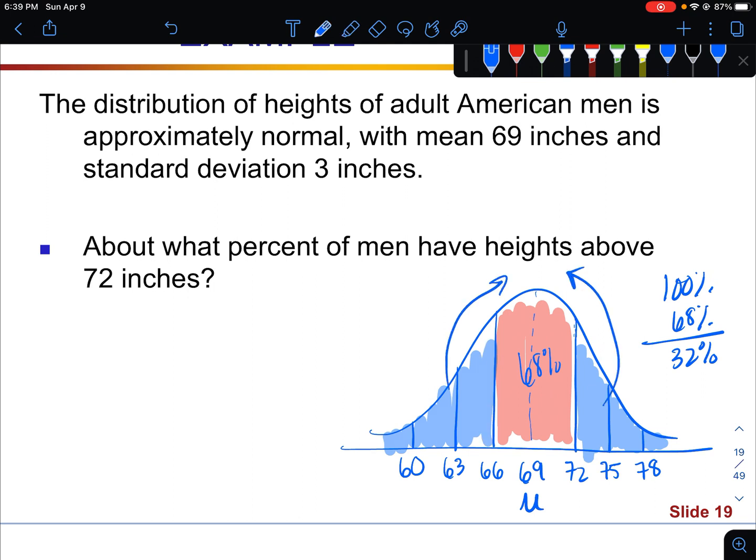I'm going to draw arrows here. Well, again, I only want to find the percentage of people who are above 72 or higher. And again, this is symmetric, so it's going to be an equal amount. So if I take half of 32, we can say roughly 16% of men have a height above 72 inches. So again, we're using this empirical rule to estimate the percentage of men who have a certain height above 72.